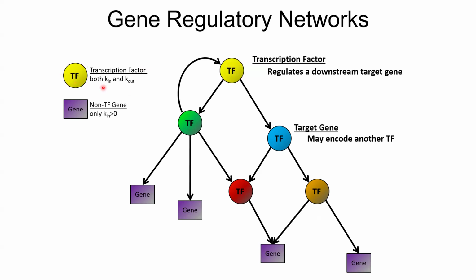These nodes have both in and out degree. And you also have nodes in these networks that only have in degree, right? They are not regulators themselves. They encode other types of genes.